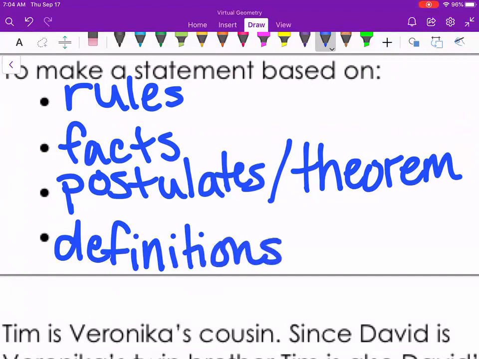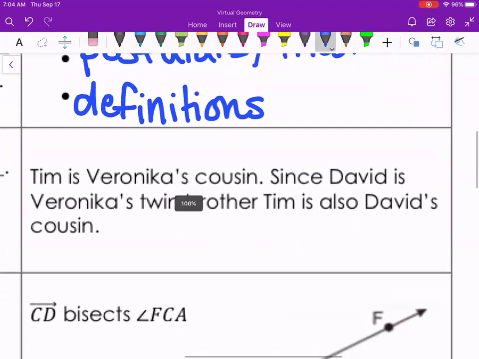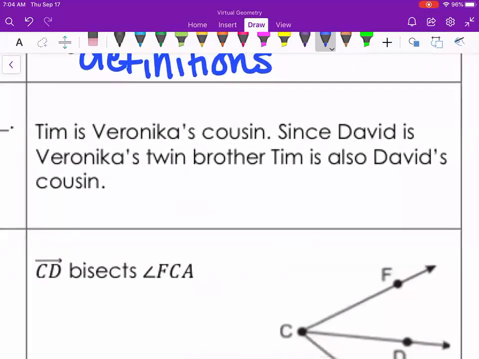Deductive reasoning is actually what detectives use when they figure out what happened in their different crime scenarios. They use a lot of deductive reasoning because they have to use the facts about a case, the rules of the law, and possible definitions of some of the pieces involved with their crimes. So very much deductive reasoning happening there. So let's see an example.